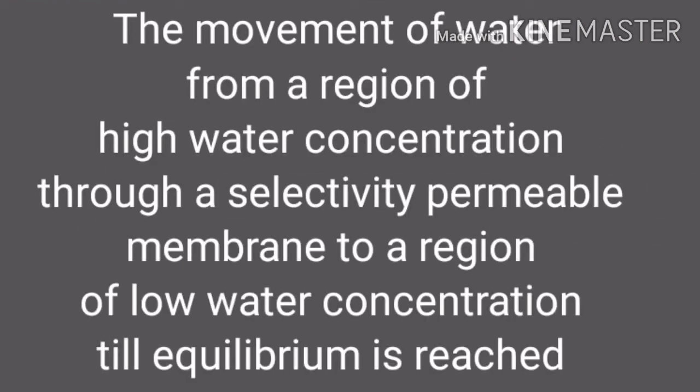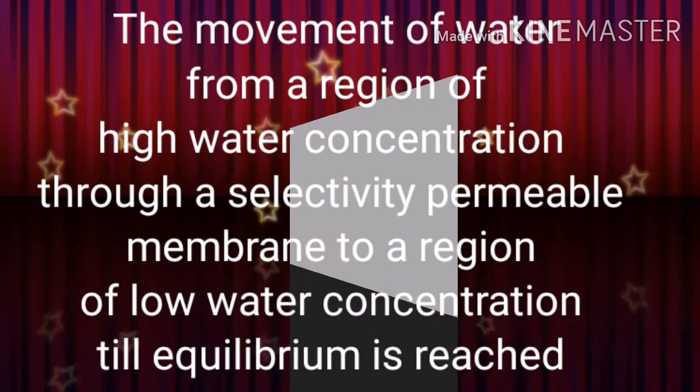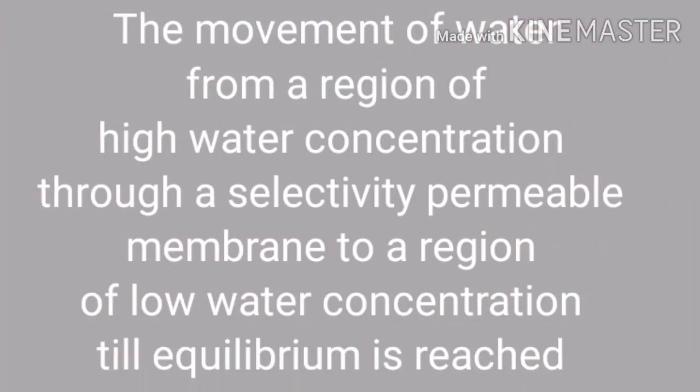The movement of water molecules through such a selectively permeable membrane is called osmosis. The movement of water from a region of high water concentration through a selectively permeable membrane to a region of low water concentration till equilibrium is reached is called osmosis.